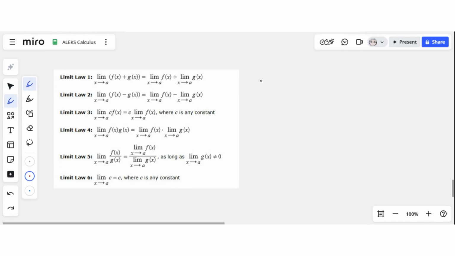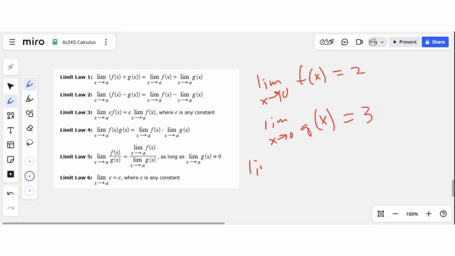So let me try to give an example of that. If you wanted to find the limit as x approaches 0 of, let's say, f of x, maybe you knew that that limit as x approaches 0 is 2, and you want to find the limit as x approaches 0 of g of x, and you know that that's 3, the limit as x approaches 0 of f of x plus g of x is just those 2 limits added together. So that would be 5.